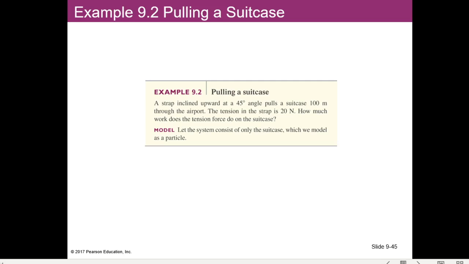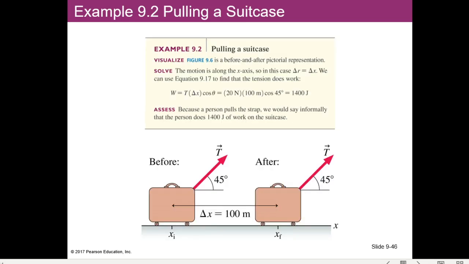Here is a physical example where the force would naturally be at an angle to the displacement. We've got a suitcase on a strap, and because we don't want to crouch down next to the suitcase and pull it horizontally, instead we use our strap and pull at an angle. It's easier.